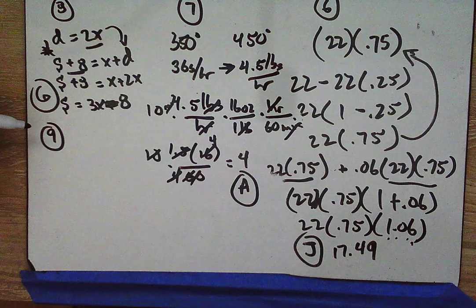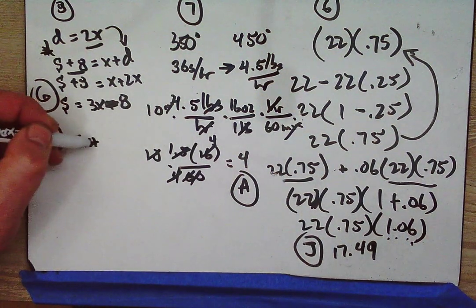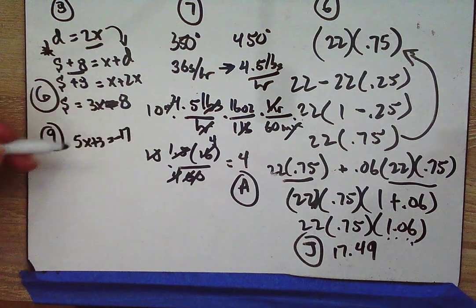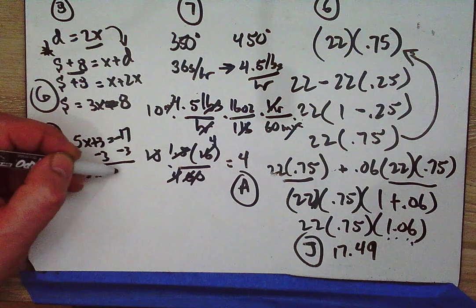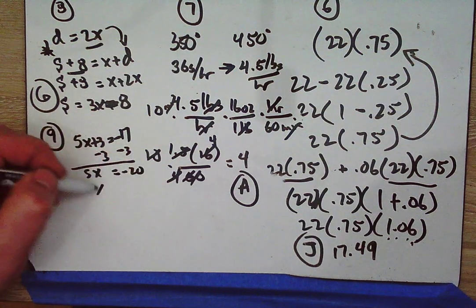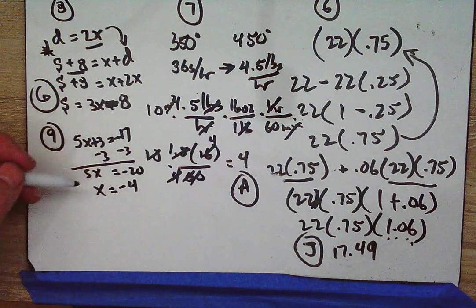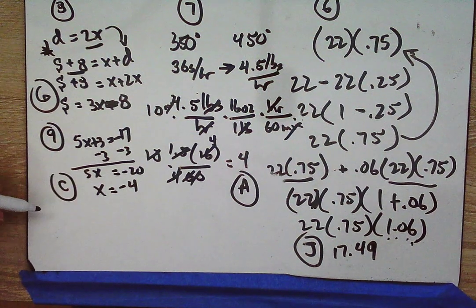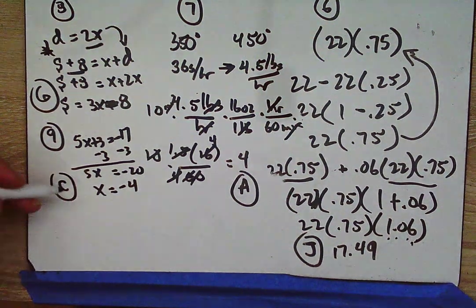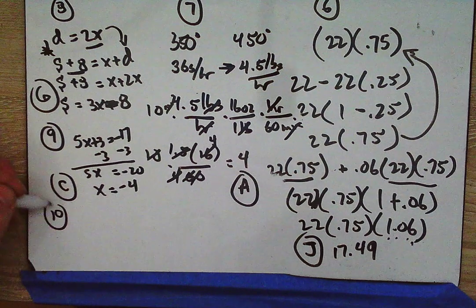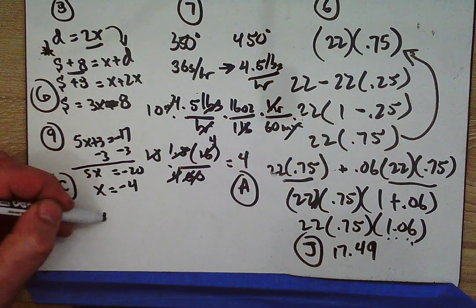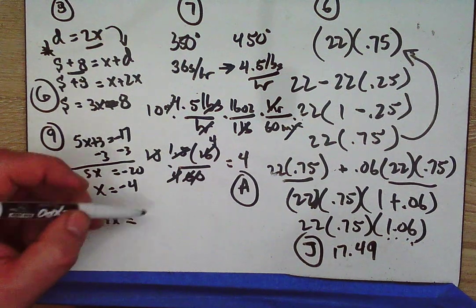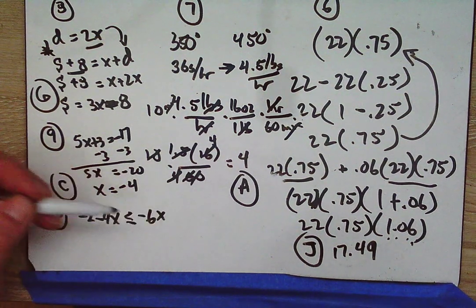9. 5x plus 3 equals negative 17. We want to solve for x. I get 5x equals negative 20, or x equals negative 4. And that's choice C. 10. 10 says negative 2 minus 4x is less than or equal to negative 6x.